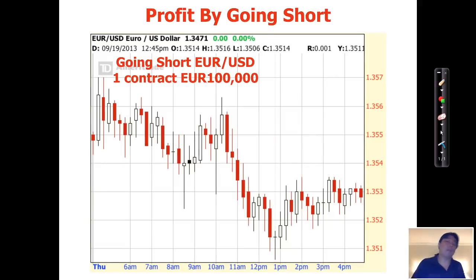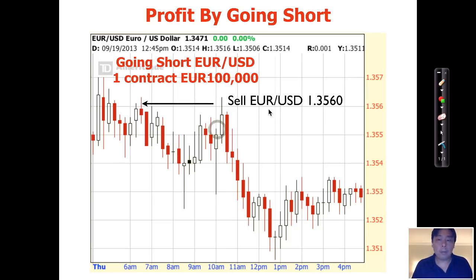So let's look at the opposite scenario, which is going short. In this case, we believe the Euro USD is going down, or the Euro is depreciating against the dollar. So we want to go short, and we short Euro USD at 3560. We short one standard contract, one lot, which is 100,000 euros. Say we are right, it goes down, and we then buy it back at 3520. So how many pips do you earn?